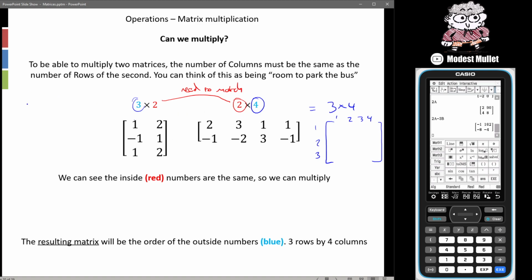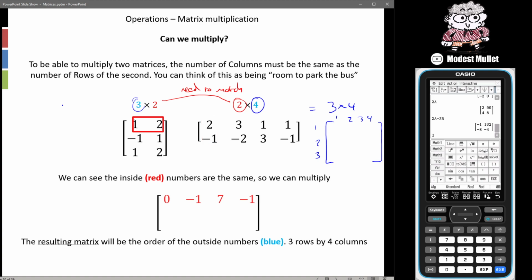Now, if you're asked to multiply, maybe a 3 by 3 by a 2 by 3, straight away you can see, okay, that number and that number don't match. So you can instantly say not possible or no solution. You don't have to attempt anything. That's all you need to write. Okay, so that determines if we can do the multiplication, and then the outside numbers determine what's going to be the final size.